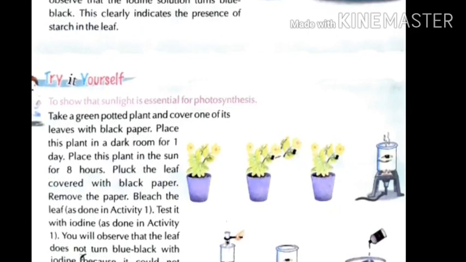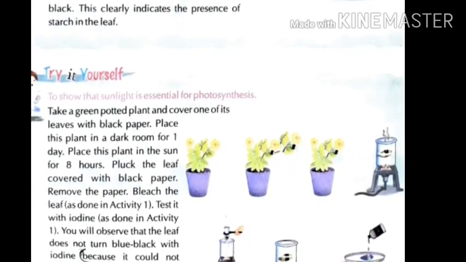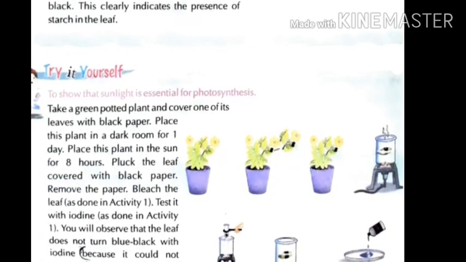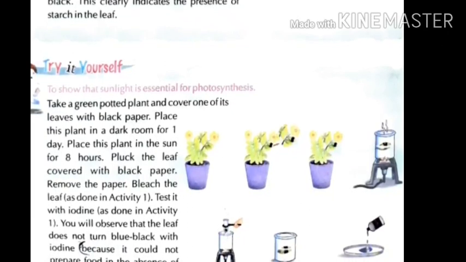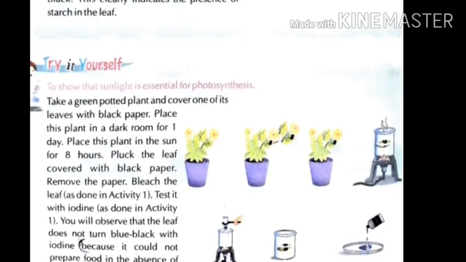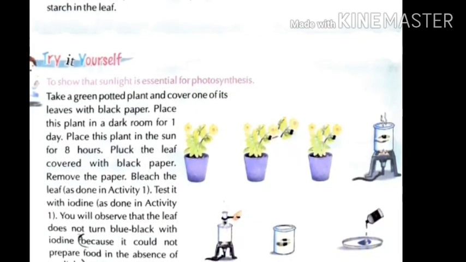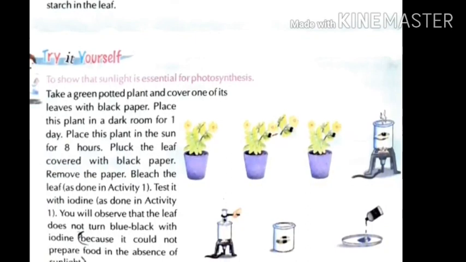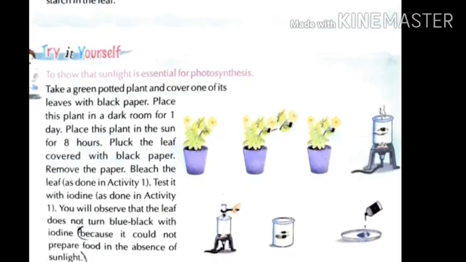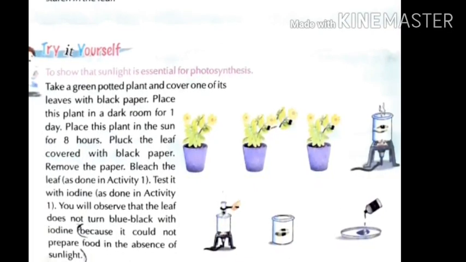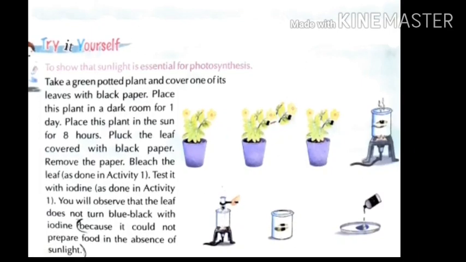You will observe that the leaf does not turn blue-black with iodine. If we put iodine solution on this leaf, it will not change the color into blue-black. If the color does not change into blue-black, that means it does not contain starch. And not containing starch means the food is not prepared in the absence of sunlight.